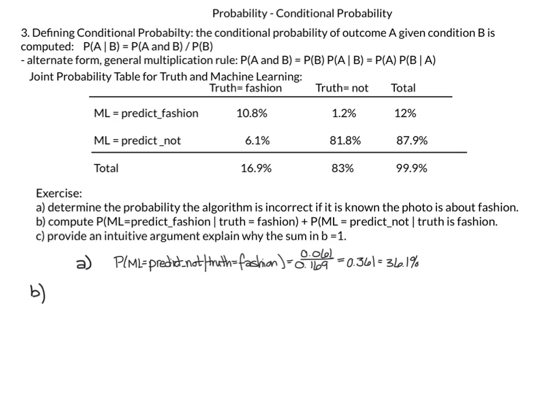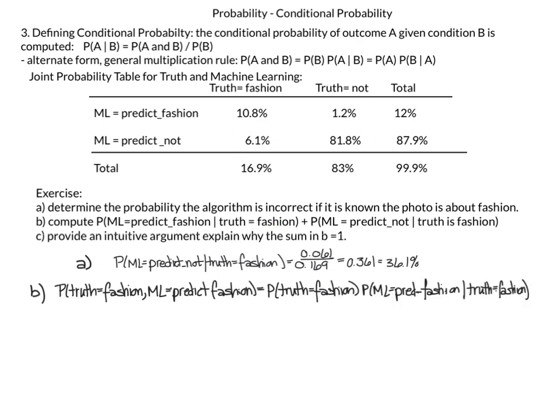Part B now says compute probability machine learning equals predict fashion given truth equals fashion plus probability machine learning equals predict not given truth equals fashion. I'm missing my parentheses again. So I have two conditional probabilities to calculate, and I have my joint probabilities here to use. To calculate this first conditional probability, ML equals predict fashion given truth equals fashion, I'm going to use my alternate general formula: the probability that both are true, that truth equals fashion and ML predicts fashion, is equal to probability truth equals fashion times probability machine learning predicts fashion given truth equals fashion.